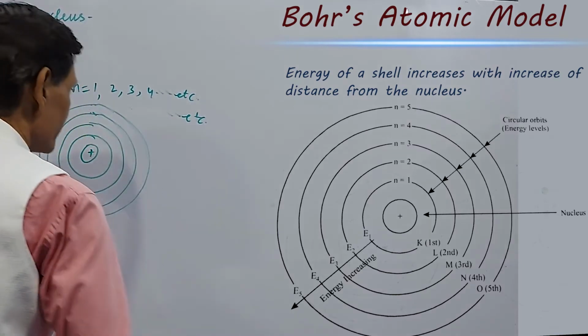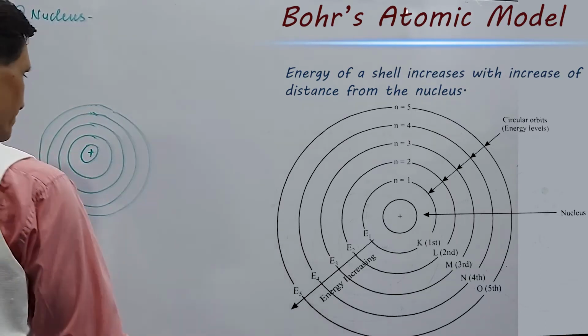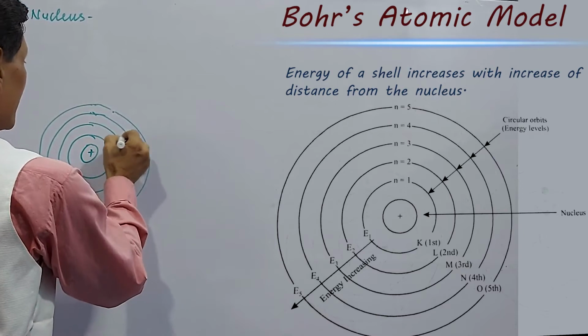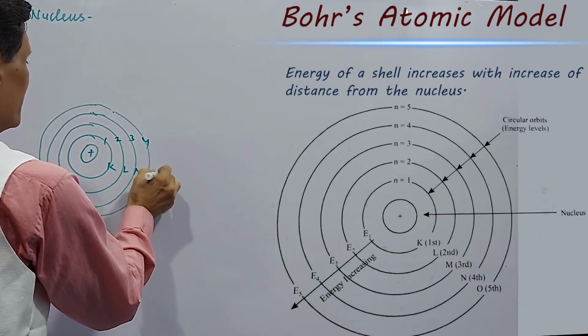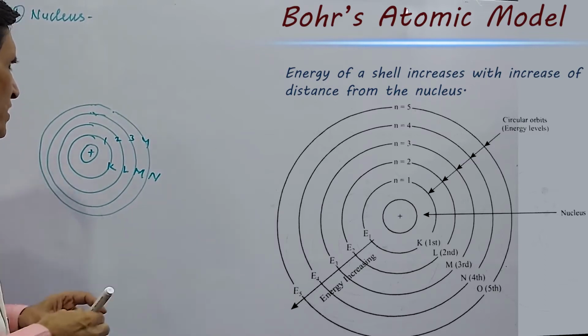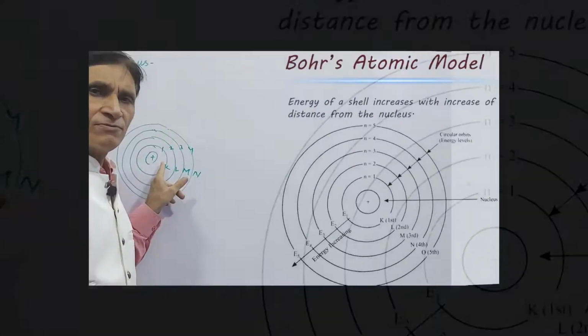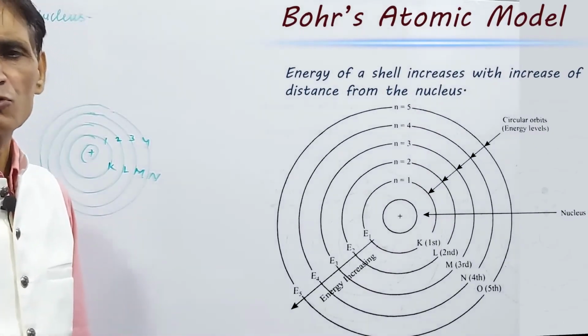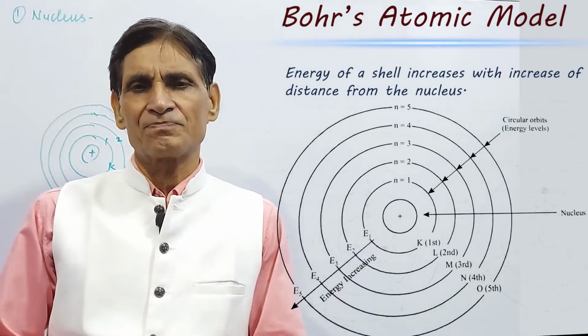Now, these shells, like first, second, third, fourth, K, L, M, N. K is closest to the nucleus. It has lowest energy. N is farthest away from the nucleus, outermost. It has maximum value or highest energy.